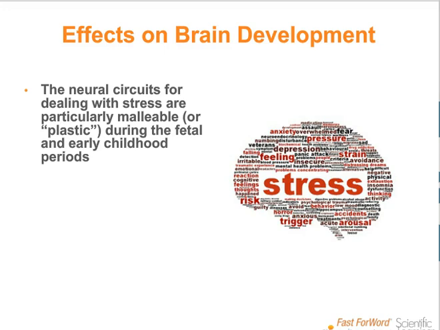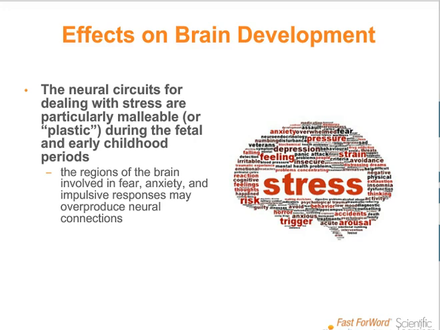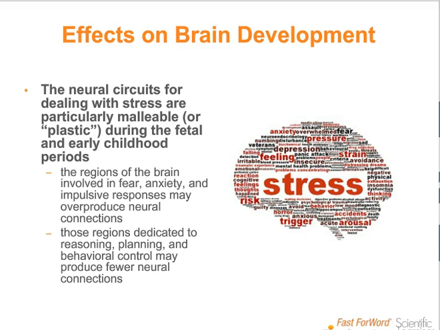But the neural circuits that deal with stress are very plastic during the very young stages of life, very malleable. So in a way, those first years of life, birth through four, your brain is trying to figure out what kind of world you are coming into. And if you're coming into a stressful world, the parts of your brain that deal with stress are going to grow, and they're going to become more advanced in a way. They're going to become more responsive to stress, if you will. So the regions involved in fear and anxiety and impulsively responding quickly without thinking things out are going to become stronger if you're in a stressful world. Whereas the regions that are dedicated to reasoning and planning and self-control and taking your time and patience are not going to be activated during those early years of development.